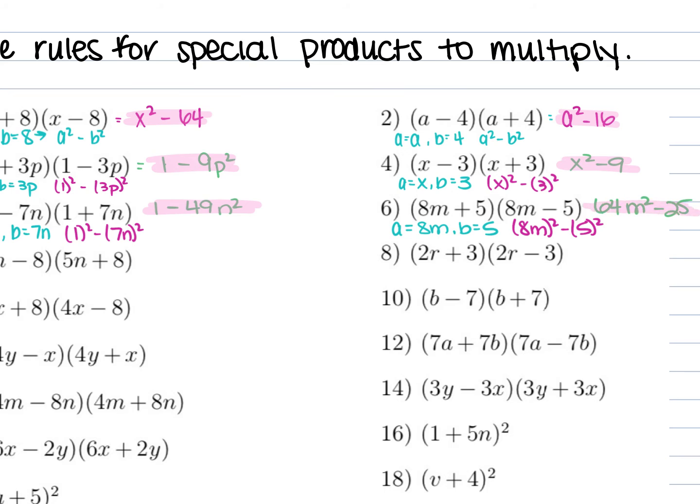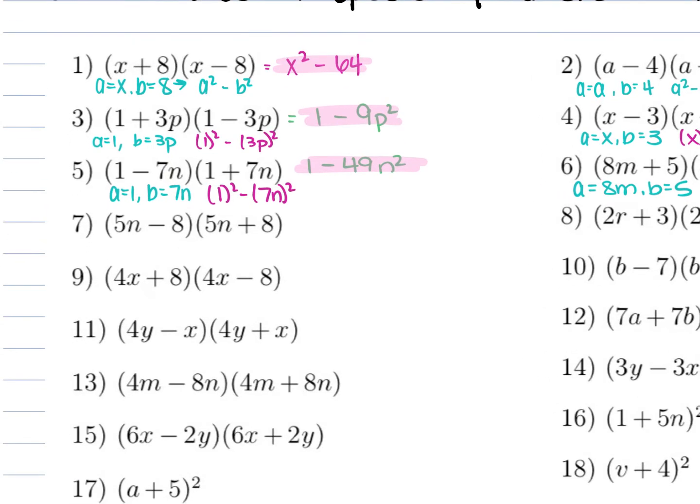For number 7, we have 5n minus 8 times 5n plus 8. So a is the 5n, b is the 8. We're going to do 5n to the second power minus 8 to the second power. So that gives us 25n squared minus 64.